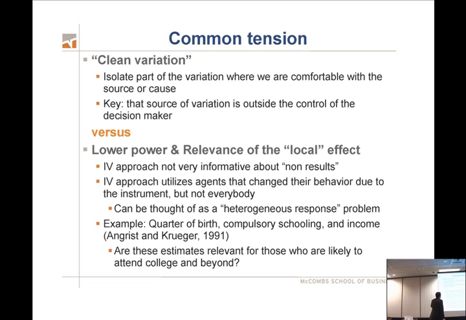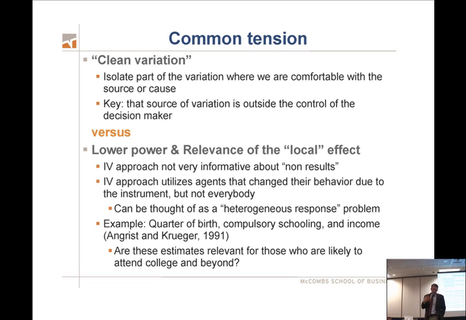So that's one point. The IV approach is utilizing agents that change their behavior because of your instrument, but not necessarily everybody. Okay? This has been framed as a heterogeneous response problem. Another way to say it is, let's say there's some little shock you've identified that's very clever that's an instrument. Some people respond to that shock, some people do not. But the IV estimator can't say anything about the rest of the population that would not have changed because of the shock.